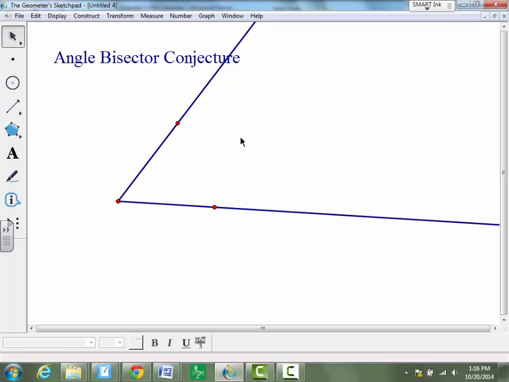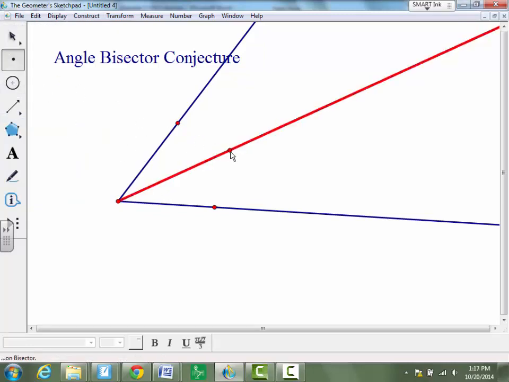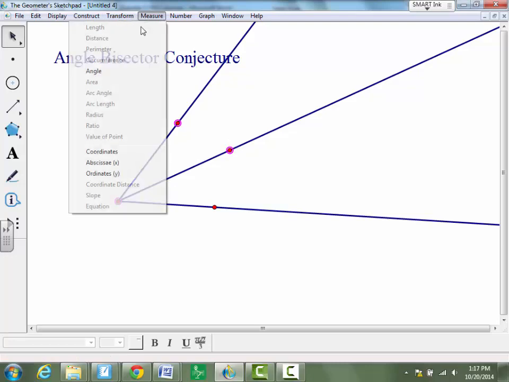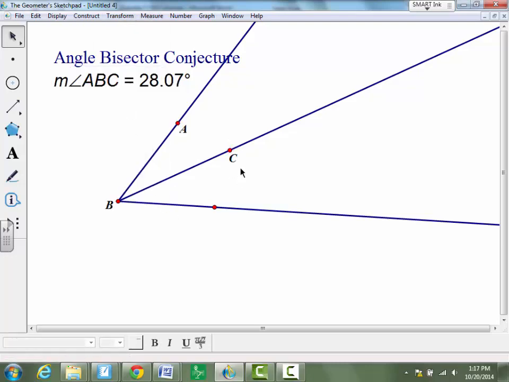So I'm going to make sure everything's deselected and then select the points in order, making sure that the vertex is the second point, and construct the angle bisector. And then let's go ahead and put a point on the angle bisector. So I can show it's the bisector by measuring the angle here, and then again measuring this angle here.